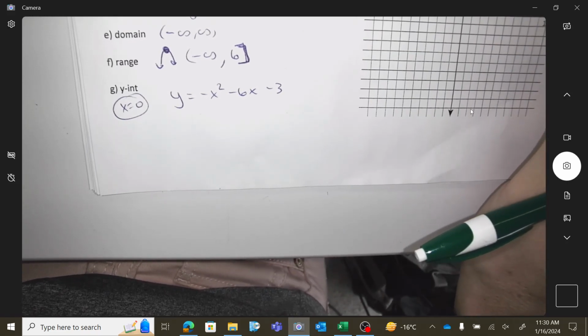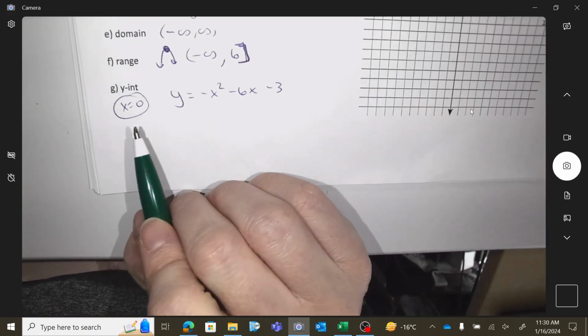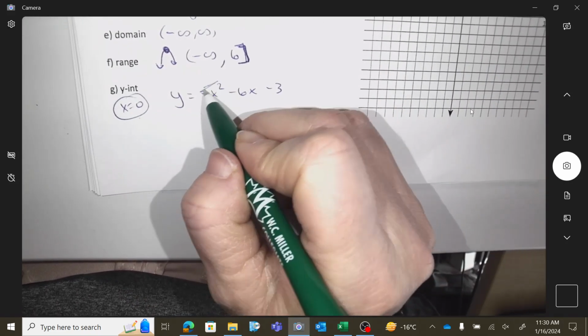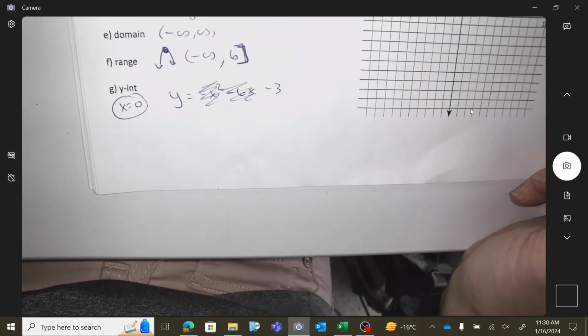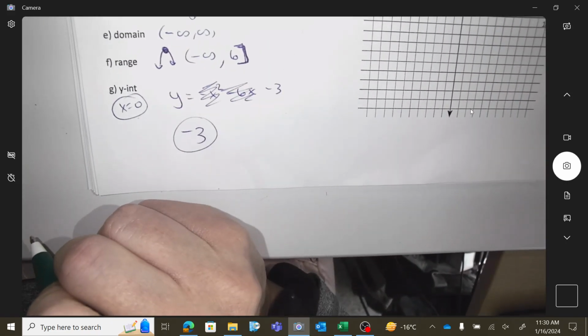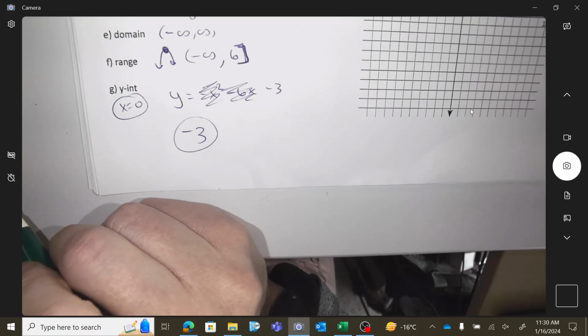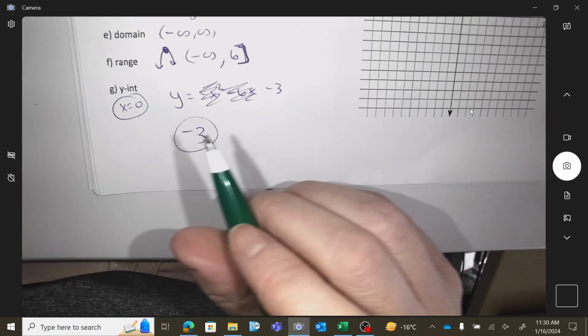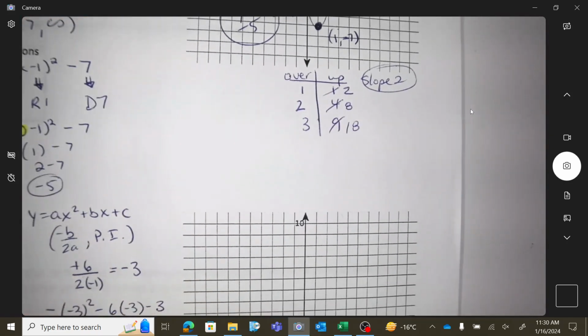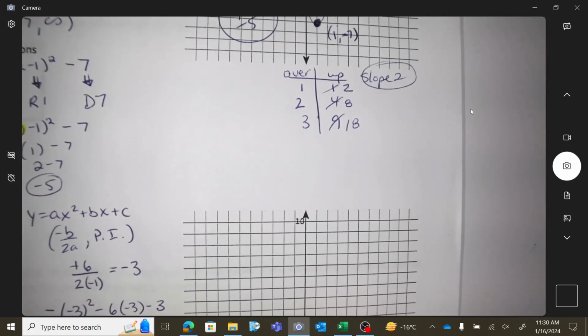Okay, and the last one, what is the y-intercept? So again, that's where x is 0. So if this was 0 and this was 0, what's y? Negative 3. Don't even have to plug it in, right? Okay, so now let's go to our graph and we'll put the vertex on there.